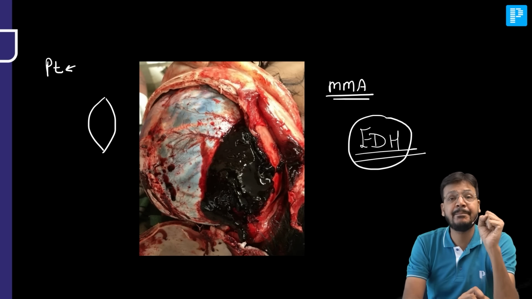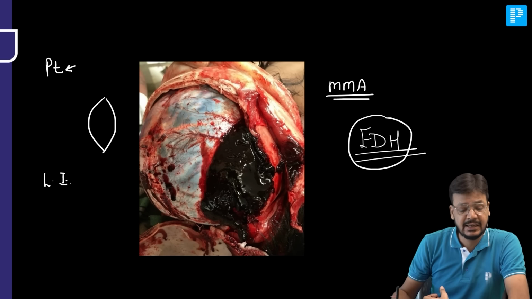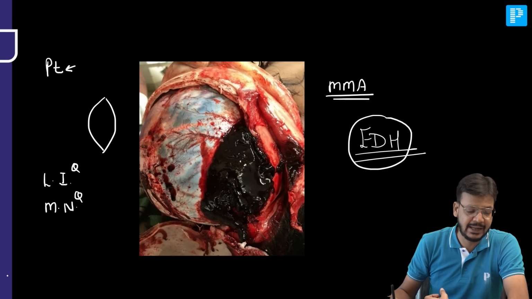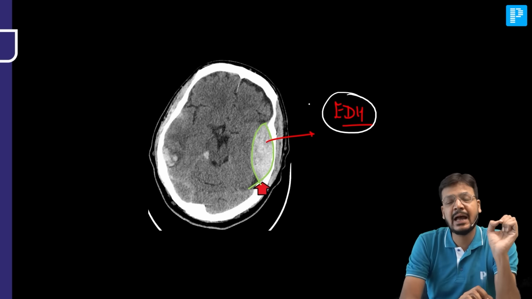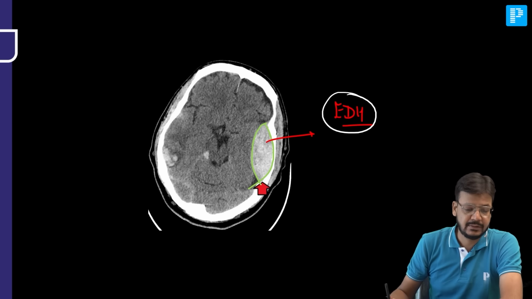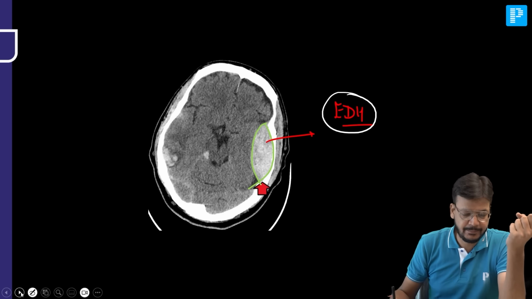This is epidural hematoma. You can get one more question. Lucid interval is seen in this, and medical negligence charges are very, very common in epidural hematoma. Lucid interval and medical negligence charges. Now, sir, this is biconvex. This is epidural hematoma: middle meningeal artery, pterion, and you can see it is biconvex. Now, sir, if it is white in color, that is acute. And if it is dark in color, it would be chronic. That's a very important point.